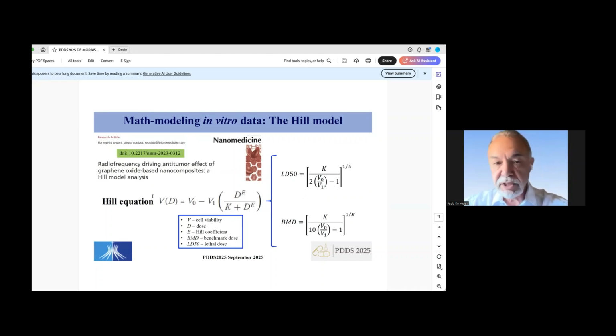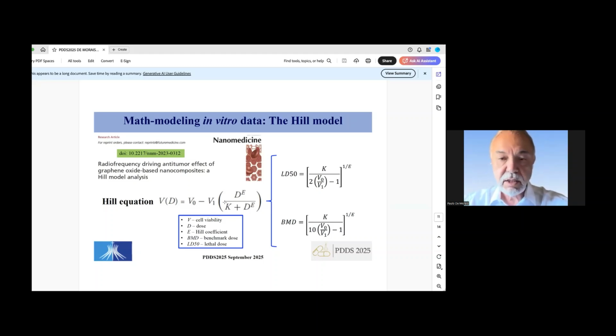So here is the Hill equation that scales the cell viability as a function of the dose. The dose is the D parameter. And the cell viability scales with two normalizing constants, V0 and V1. Besides this, the cell viability depends on the dose, which is the concentration of the challenging material. But there is a very important exponent, which is the Hill coefficient, E, here. So this is the standard Hill model.